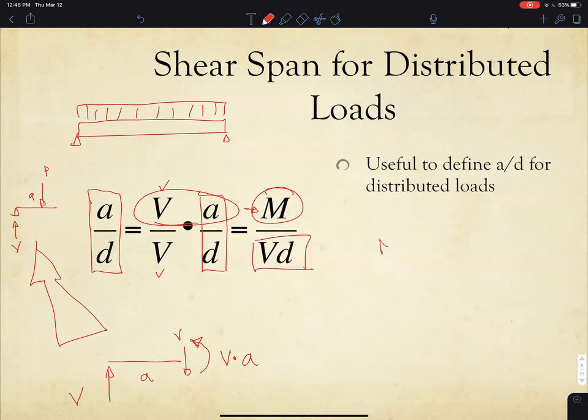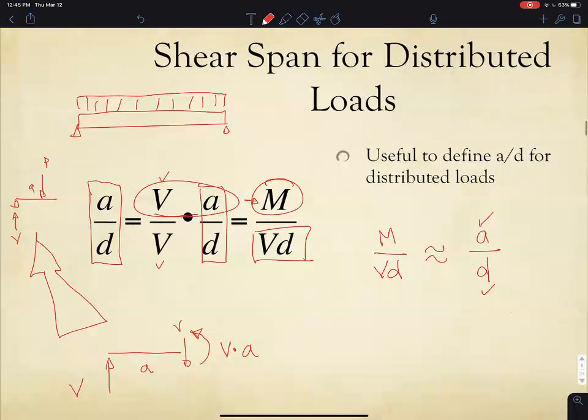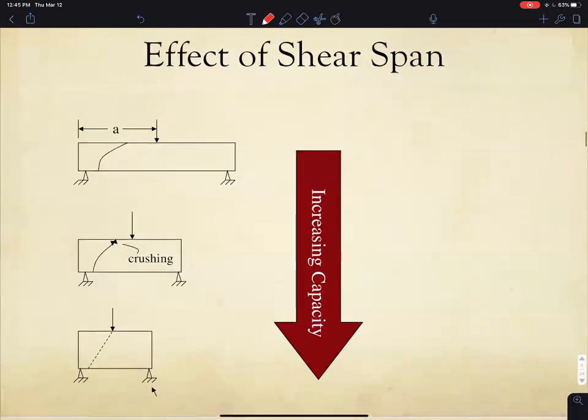If you see this anywhere, M divided by VD, what you need to think is that that is our friend shear span ratio. It's the shear span ratio relative to the depth D. Let's now talk about the effective shear span. We can get the equivalent A for any kind of load as long as you know M and V.